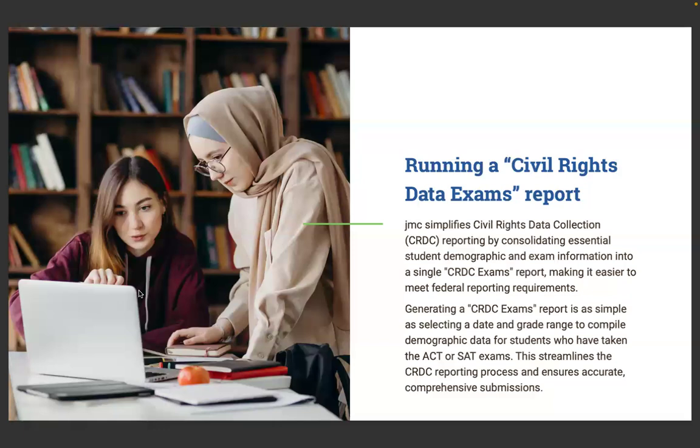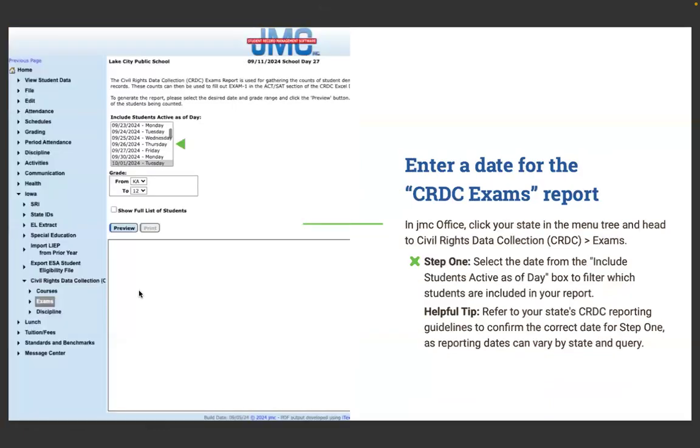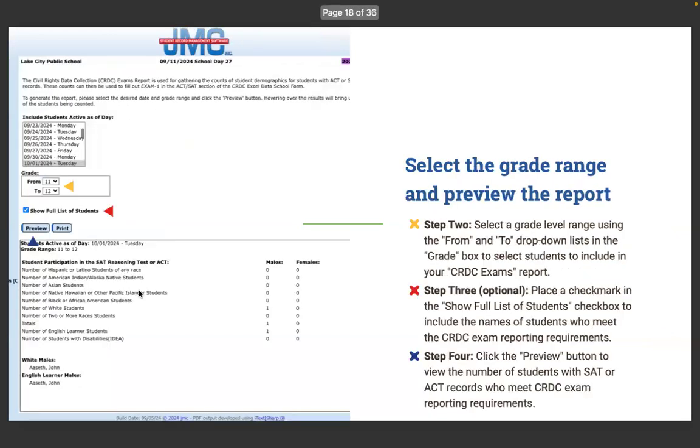So you're going to see some very similar fields here. In JMC Office, click your state in the menu tree and head to the Civil Rights Data Collection CRDC exams item there. Step 1, select the date from the Include Students Active as of Day box to filter which students are included in your report. Helpful tip, refer to your state's CRDC reporting guidelines to confirm the correct date for step 1, as reporting dates can vary by state.